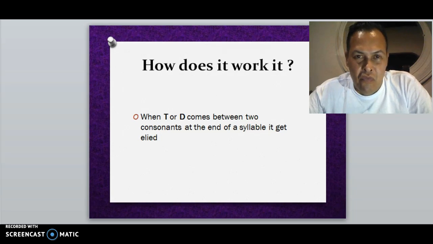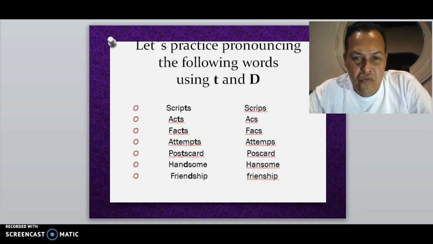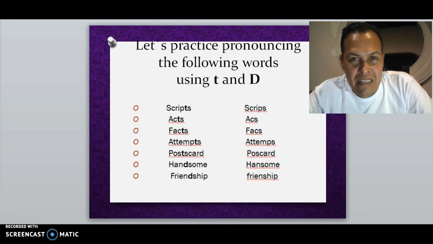For example, when we have two words, or a word that finishes with T or D, normally we pronounce that word with the sound T. For example, we have here scripts, but with elision it is scripts. Acts, with elision is acts. Facts, facts. Attempts, attempts. Postcard, postcard. Hands-on, hands-on. Friendship, friendship. You can see how we get the elision.